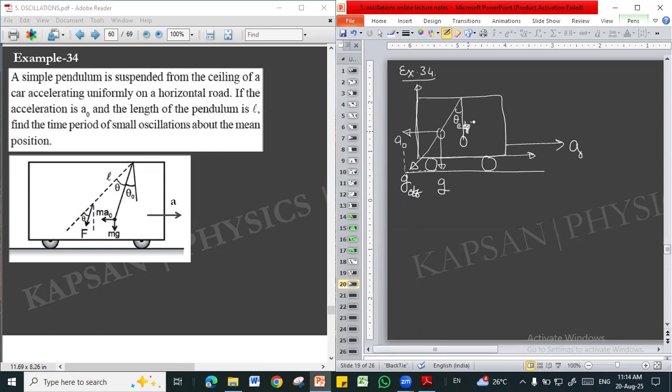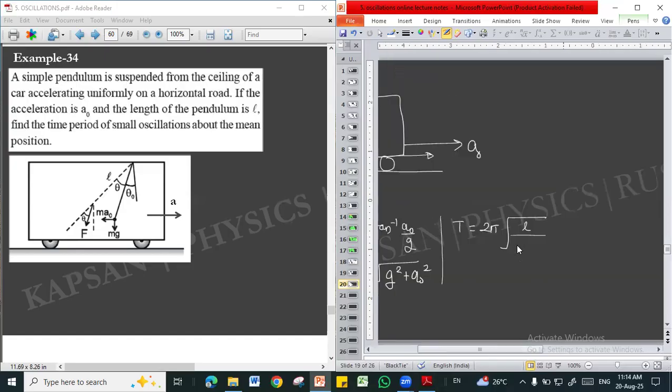Theta equilibrium will be equal to this angle, theta naught, opposite upon adjacent. Opposite is A naught, adjacent is G. And G effective you can calculate using Pythagoras theorem: under root G square plus A naught square. And finally you can write the time period. That will be equal to 2 pi into root of L upon G effective. L is L, and G effective is under root A naught square plus G square.